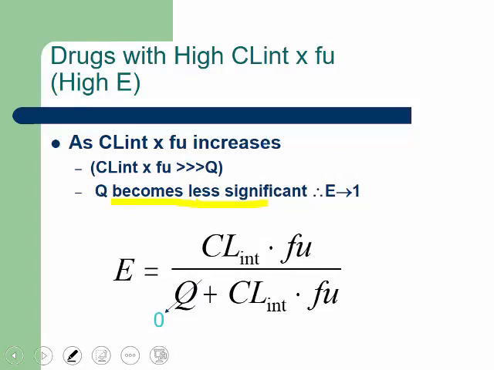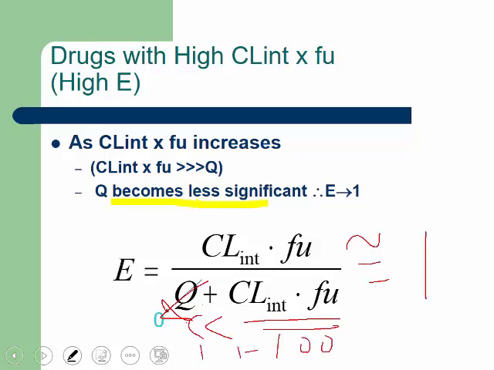Our Q will fall out of the equation, and E will become approximately equal to 1 because intrinsic clearance times fraction unbound is so much greater than Q. It's just like our 100 plus 1. The 1 falls out. Q falls out. So E will be approximating 100%.